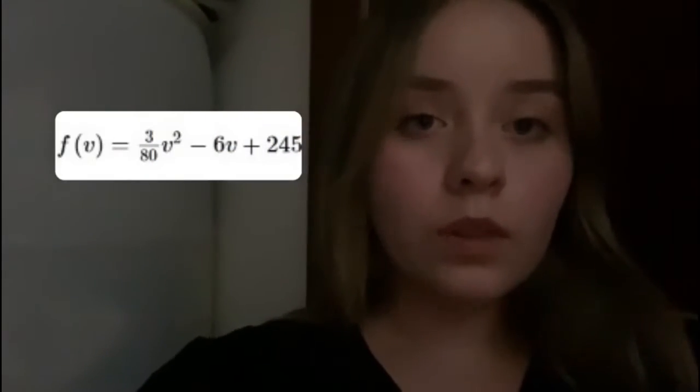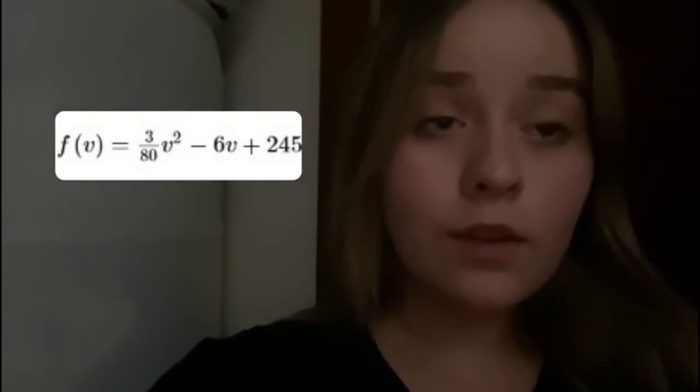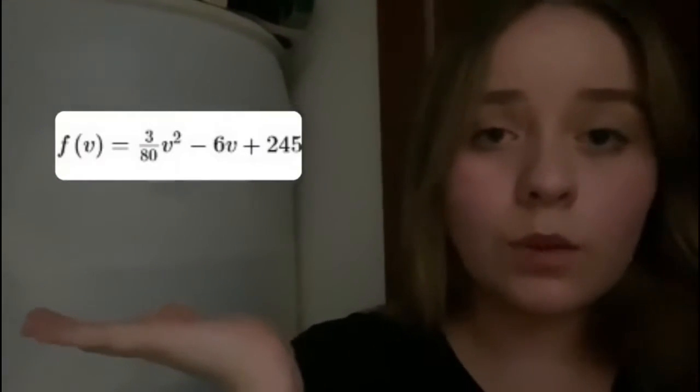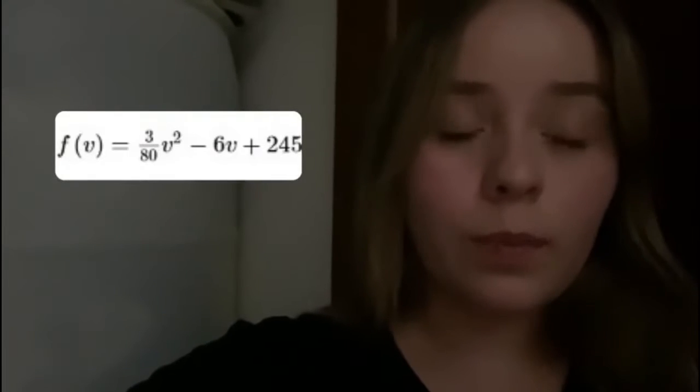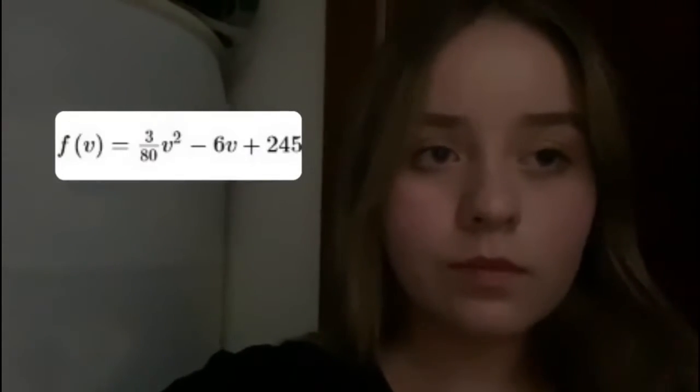For example, the fuel used by a car is defined by this equation, where b is the traveling speed in kilometers per hour. What is the most economical speed of the car? Well, in other words, determine the speed of the car which uses the least amount of fuel. If we draw the graph of this function, we find that the graph has a minimum. The speed at the minimum will then give the most economical speed.